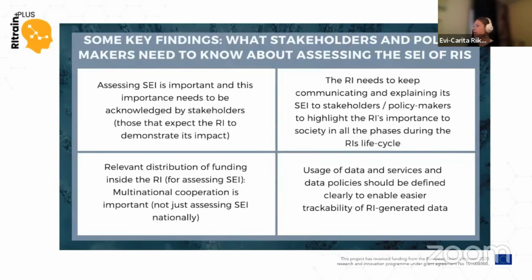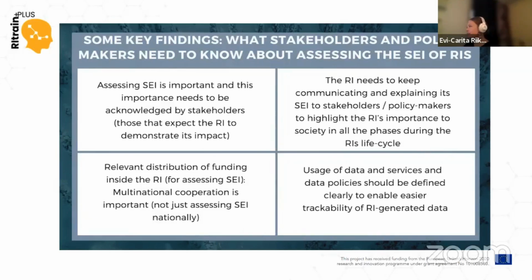They said that it would be helpful to have relevant distribution of funding inside the RI so that they could cooperate multinationally. So not just assessing the impact nationally, but to keep in mind that, especially when the RI is distributed, it doesn't really help if you just assess something nationally. You somehow need to get the bigger picture through multinational cooperation.